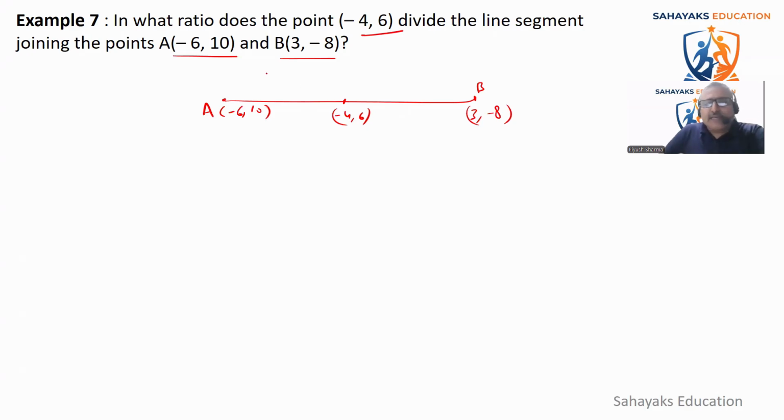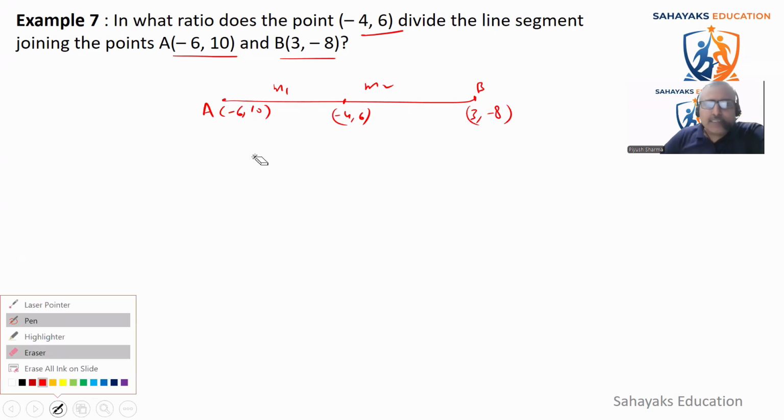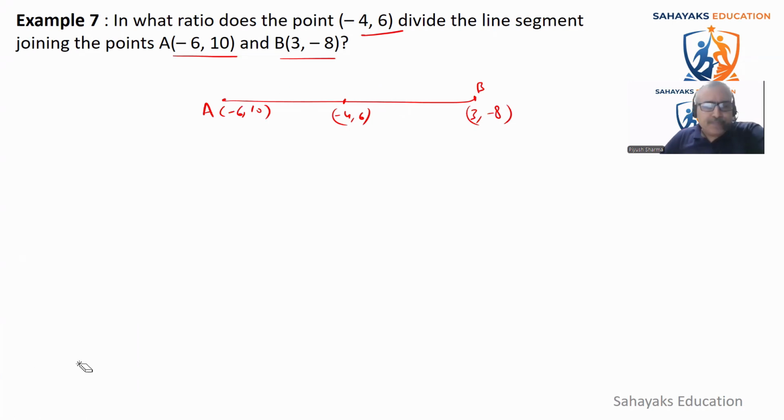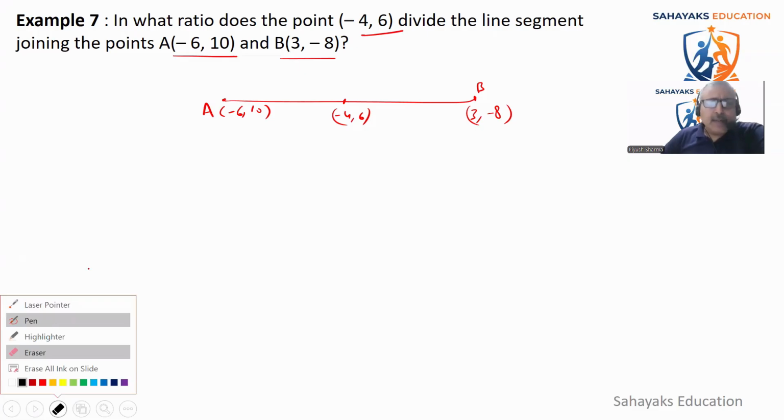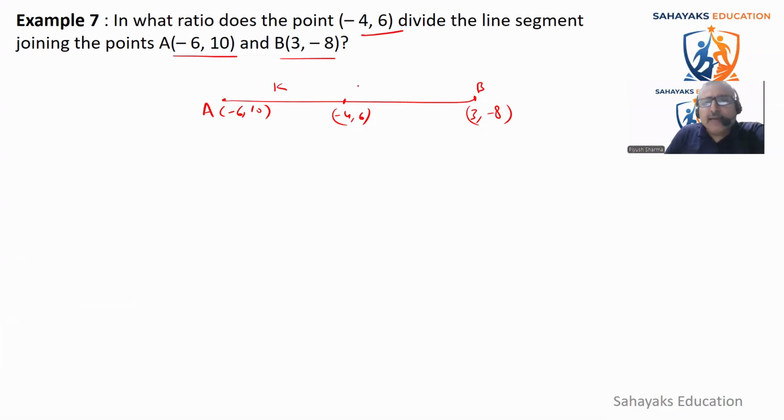See, in such questions where you have to find in what ratio it divides, we can take it as m1 is to m2, what we have learned here. But if we take m1 and m2, how many variables are there? There'll be 2 variables. So instead of taking m1 is to m2, we can take a single variable. We can say k is to 1. So now we have only one variable.